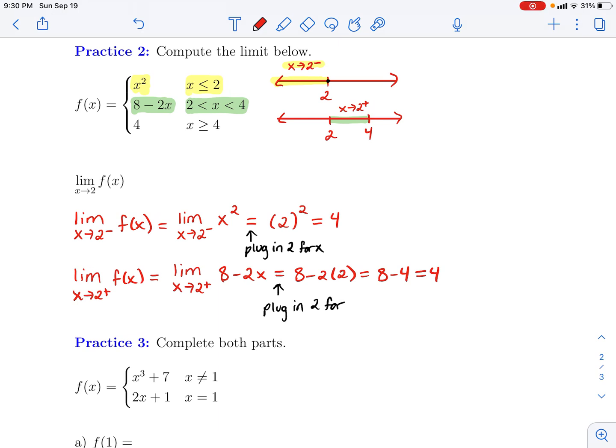Okay. And so now you want to ask yourself, does the left-handed limit match the right-handed limit? And hopefully you say yes, right? Because we got that both of these were 4. So overall, the limit as x approaches 2 of f of x is equal to 4. Okay, let's look at our second example now.